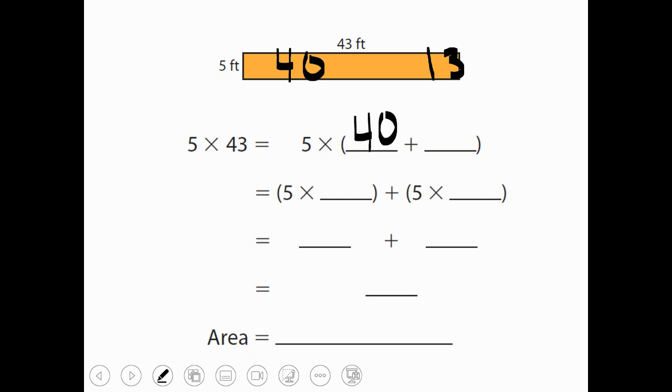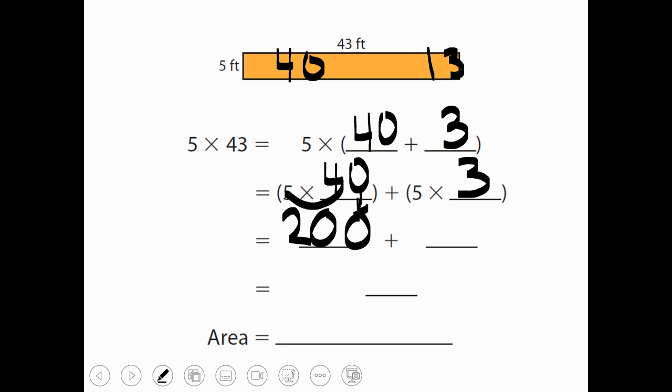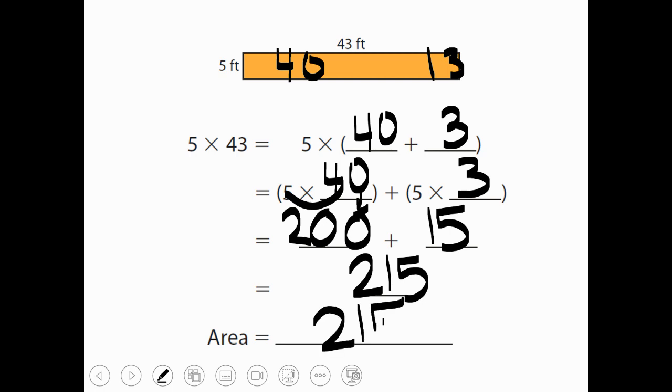Because those are numbers easy to work with. I'm going to break it into tens if possible. So 5 times 40 and 5 times 3. Well, 5 times 40 is going to be, I know 5 times 4 is 20, and then I bring down my 0, that's 200. 5 times 3 is 15, and now I'm going to add it back together. So 200 plus 15 is 215. So the area of this shape is 215. Again, I'm going to break apart the biggest number, and then I'm going to do my steps. Break it apart, multiply, and then add it back together.